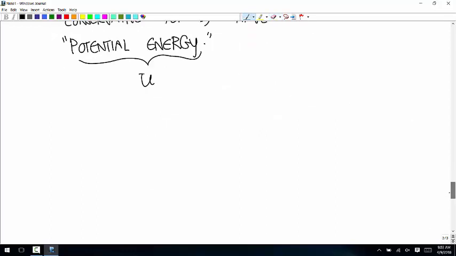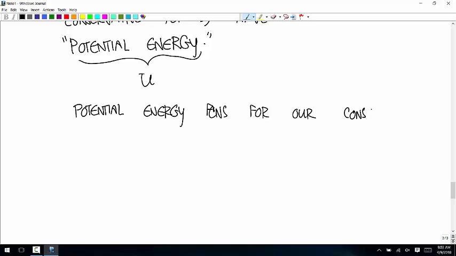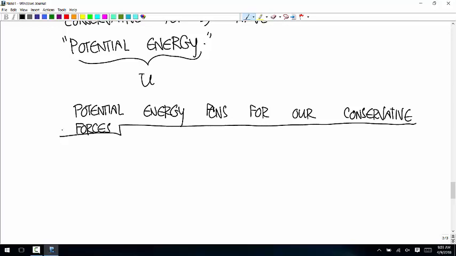Okay, so potential energy. Here are the potential energy functions for our conservative forces. How many potential energy functions do I have to give you? Two. Weight and spring forces. Okay, so the first one is for weight.